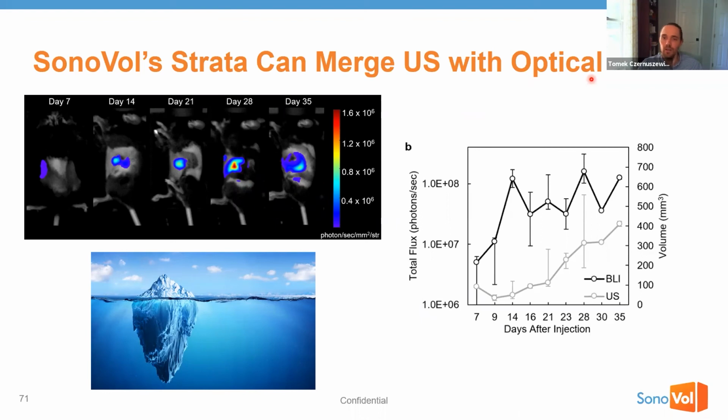So we can do 3D volumetric measurements with ultrasound. This was a study done in a deep pancreatic tumor with the combined method, showing that the ultrasound shows a smooth growth curve here, whereas the bioluminescence is quite noisy. So in this case, this could be done for liver cancer as well.